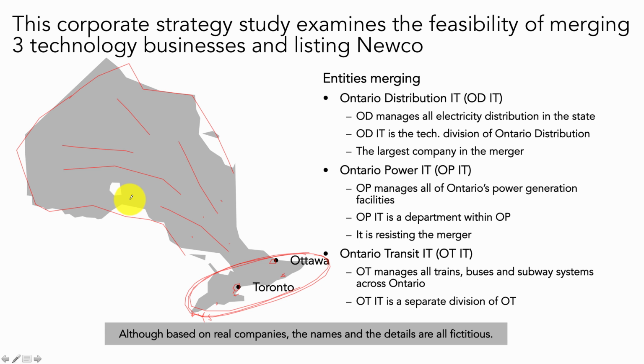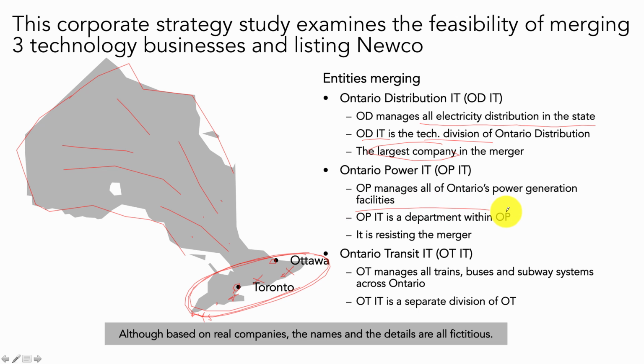Ontario Distribution manages all of the electricity distribution in the state. Obviously that's not true. In the real world there are many different distribution companies, but we've created one fictitious company that manages all distribution. Ontario Distribution IT is the tech division of Ontario Distribution. Of all of the tech divisions merging, Ontario Distribution IT is the largest tech division or the largest company in the merger. Ontario Power manages all of Ontario's power generation facilities. So the nuclear station that's somewhere here, the gas station that's somewhere here, the wind farms that are somewhere here, it's managing it. In reality, Ontario probably has several generation companies, but we've created one.